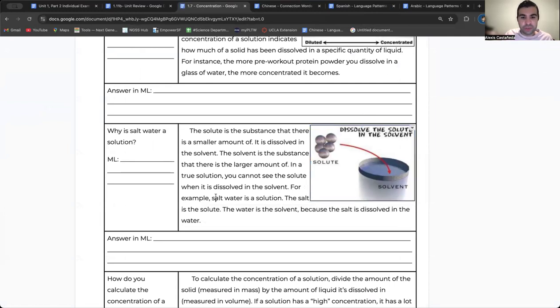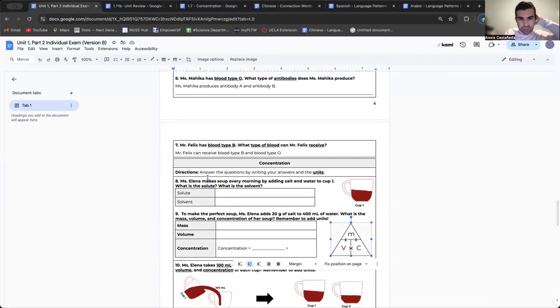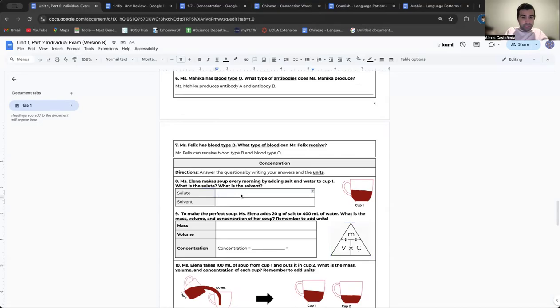So for example, salt water is a solution. The salt is the solute. The solvent is water, right? The salt is the thing that is dissolving. So it says, Miss Elena makes soup every morning by adding salt and water to cup 1. What is the solute and what is the solvent? So the thing that's going to dissolve is salt. The thing in which it's dissolving, the liquid, is water.